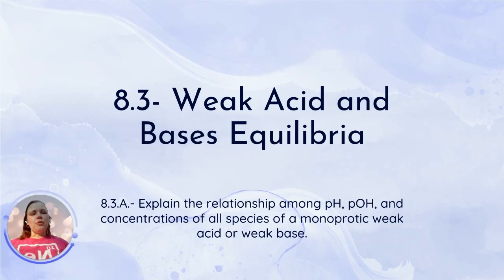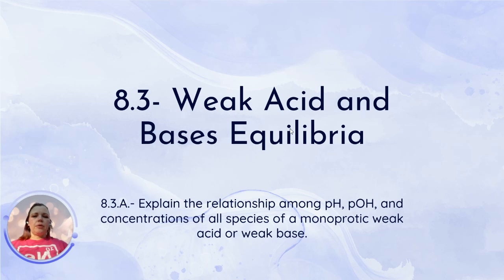Hello AP Chem students and welcome to topic 8.3, weak acid and base equilibria. The learning objective for today is 8.3.a, explain the relationship among pH, pOH, and concentrations of all species of a monoprotic weak acid or weak base.